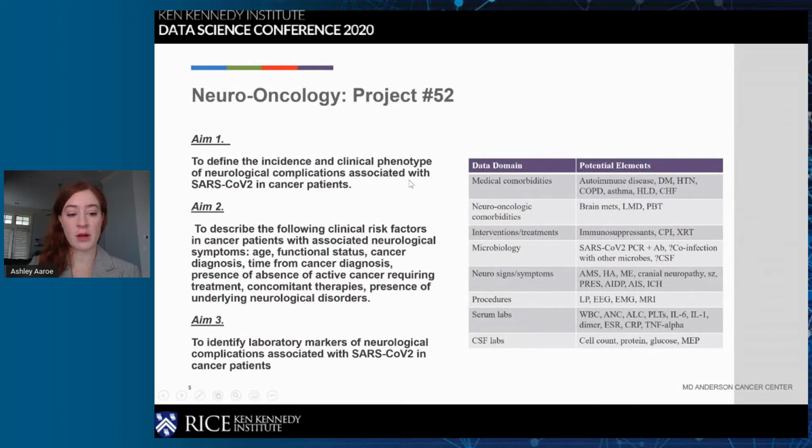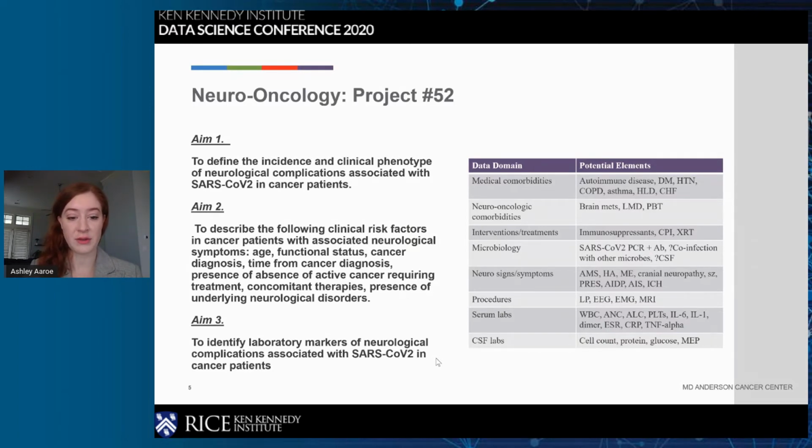So the aims of our project are threefold. First, we seek to define the incidence and clinical phenotype of neurological complications associated with the coronavirus in cancer patients. Second, we hope to describe the clinical risk factors in these patients that may portend neurological complications.